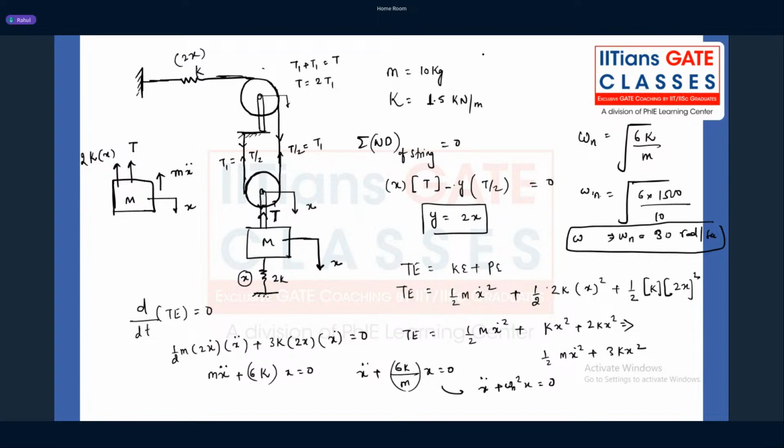If you write T1, what is T1? What is the tension force in this particular string? The tension force is what? Spring force. What is the spring force? K times 2x. So further, what is this value?